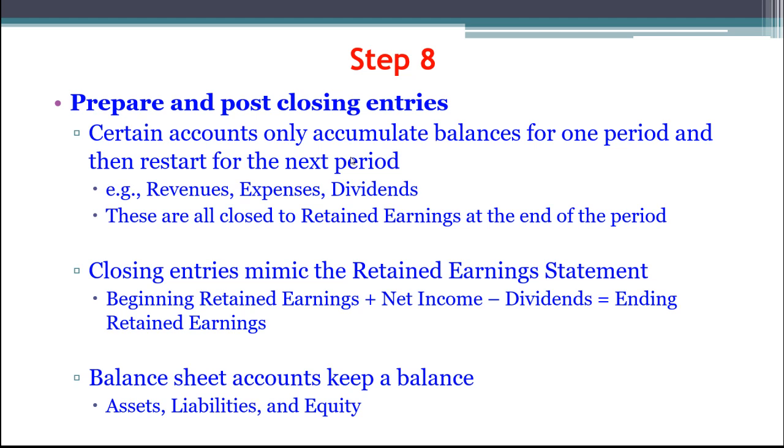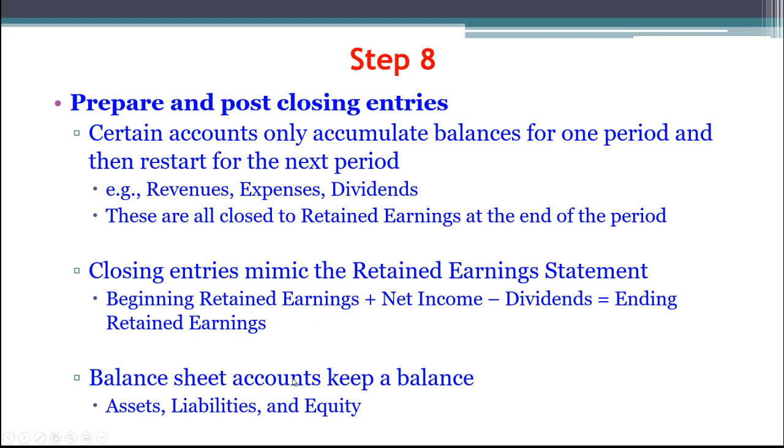They're all closed to retained earnings, which, by the way, we already saw in the retained earnings statement. We talked about that in Module 1, and that's basically a replication of this closing process, if you want to think of it that way. The closing entries basically mimic the retained earnings statement. That's what I'm essentially saying there. And by that, we say beginning retained earnings plus the net income, which was revenues minus expenses, subtract out dividends. That gives you the ending retained earnings balance.